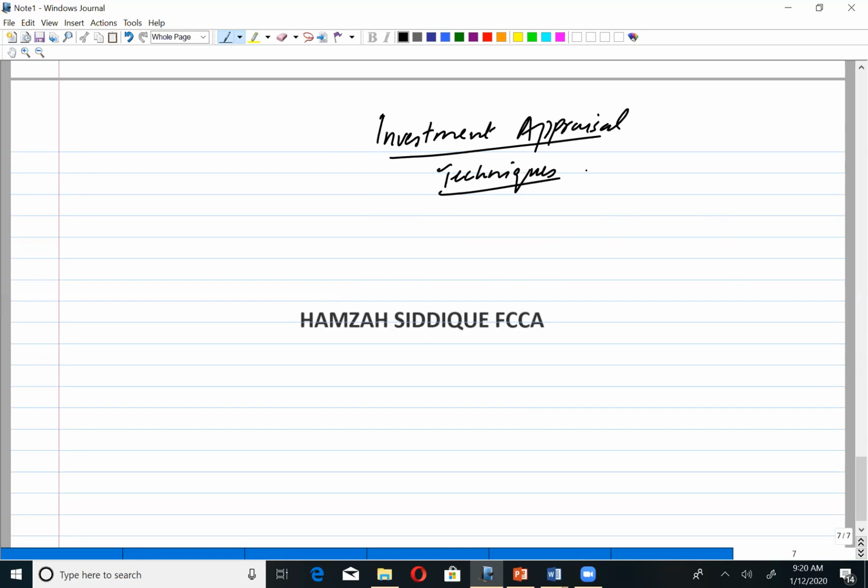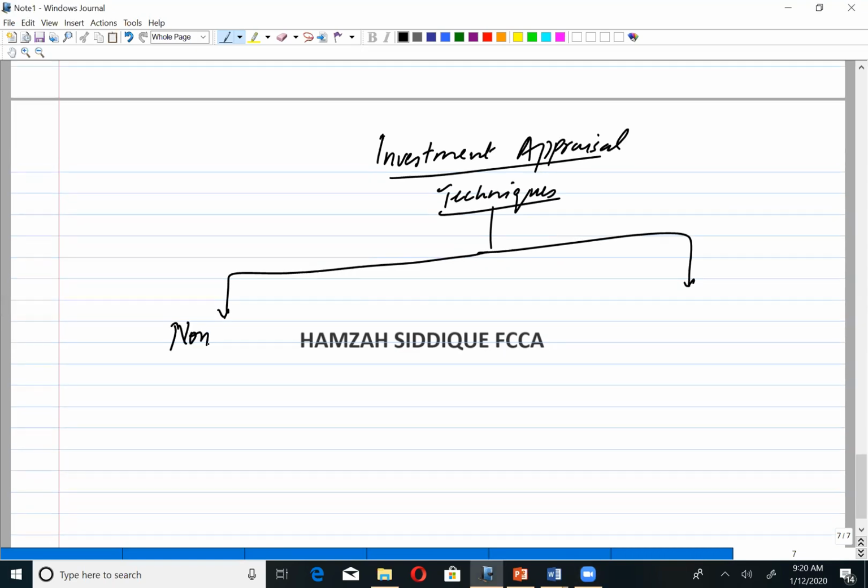Yes, different techniques and methodologies need to be considered. First of all, we can classify them into two categories. I have already listed those techniques for you. They are classified into two types: one is non-discounting techniques, the other is discounting techniques.